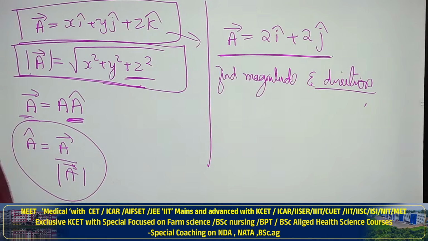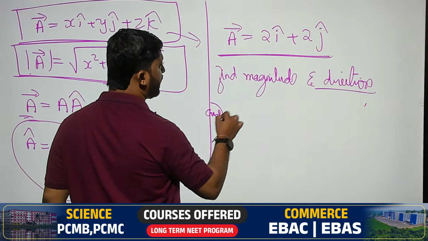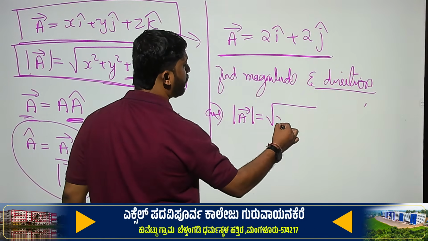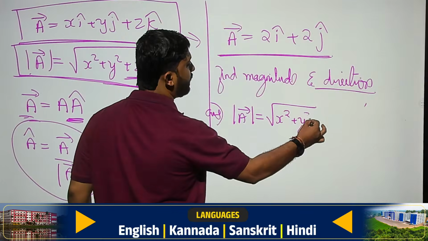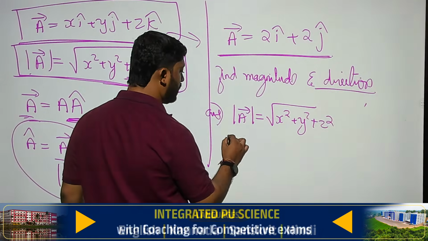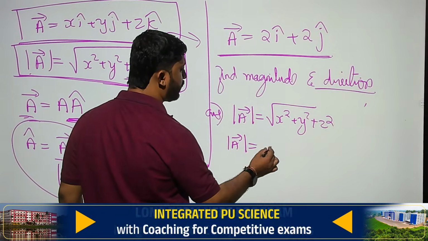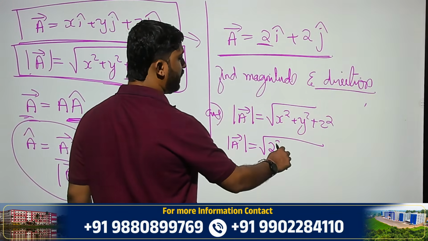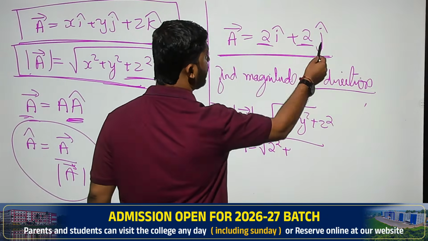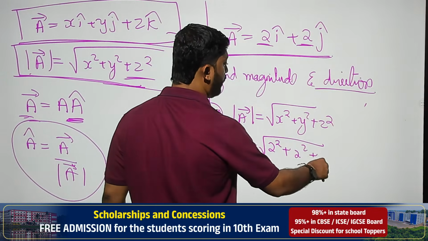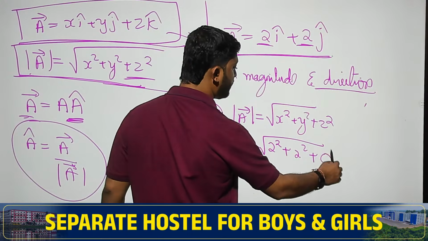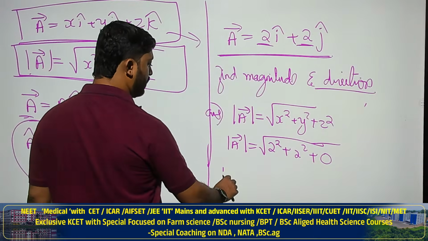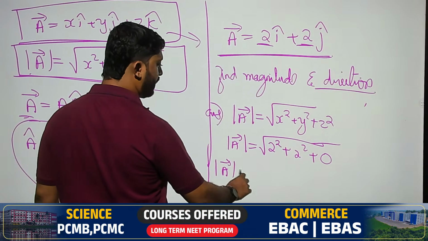What is the magnitude formula? A vector is equal to, how to calculate magnitude? Root of x square plus y square plus z square. Then what is the A magnitude? A magnitude is root of, what is x value? X value is 2. Therefore 2 square. Then what is the y value? Y is also 2. 2 square. We don't have any z term, so z is 0. So what is the magnitude of A vector?